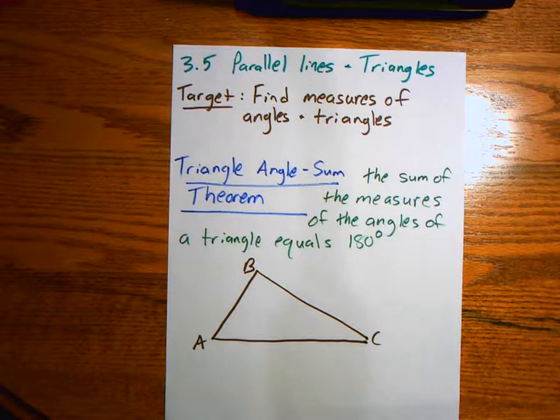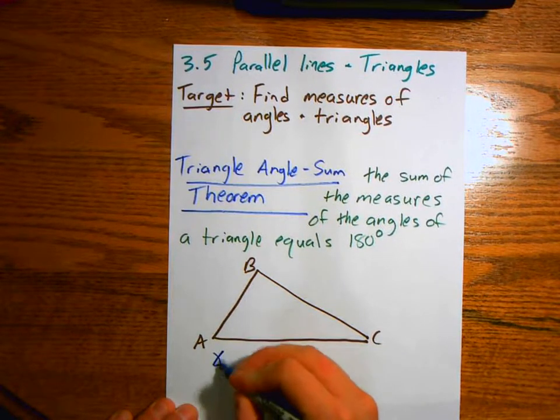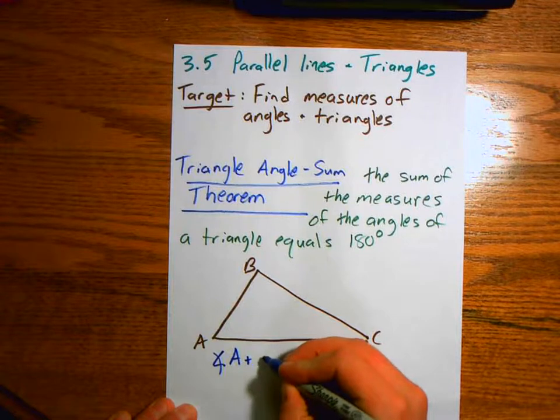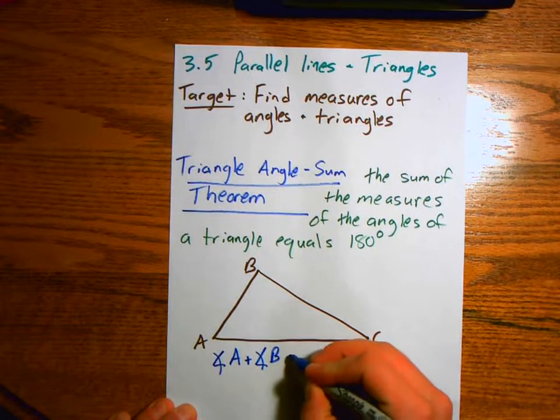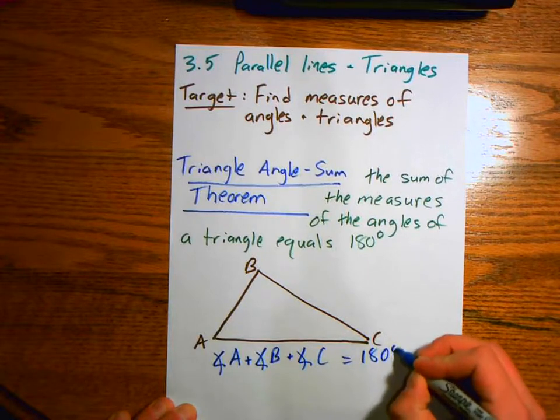The triangle angle sum theorem is basically talking about the sum of all the angles inside of any triangle, whether it's a right triangle, acute, obtuse, equilateral, whatever type of triangle it is. All of the angles add up to equal 180 degrees. So if you look at angles A, B, and C inside of a triangle, these are all going to equal 180 degrees.